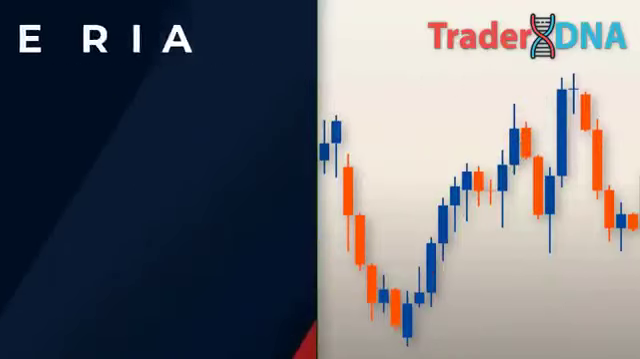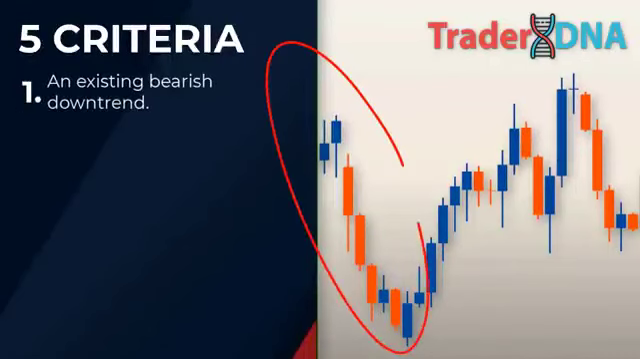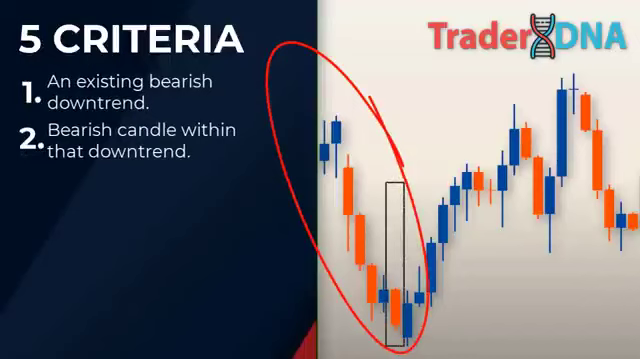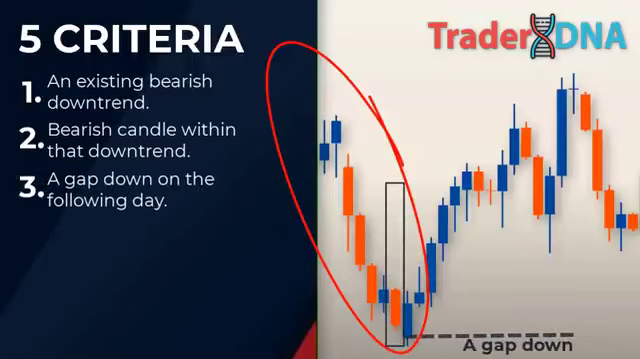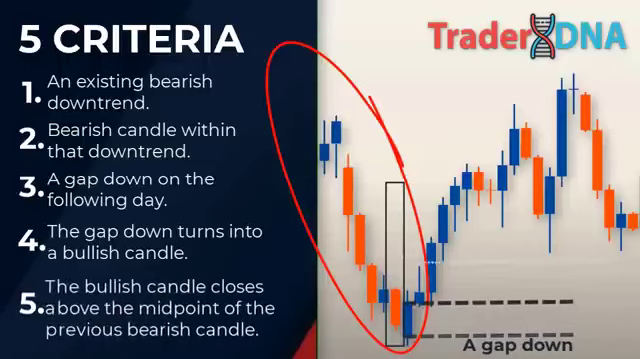The 5 criteria for the piercing pattern are: first, an existing bearish downtrend. Second, a down or bearish candle within that downtrend. Third, a gap down on the following day. Fourth, the gap down turns into a bullish candle. Fifth, the bullish candle closes above the midpoint of the previous bearish candle.